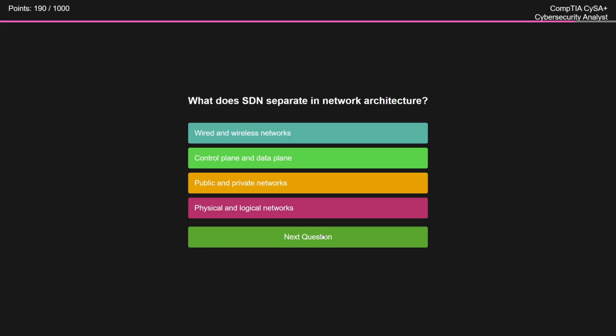What does software-defined networking separate in the network architecture? Wired and wireless networks, control plane and data plane, public and private networks, or physical and logical networks. So for this, I'm going to say physical and logical networks. Yeah, I did not know that one. But it's basically control plane and data plane. A lot of the times I see control plane and data plane with zero trust. But we got that one wrong.